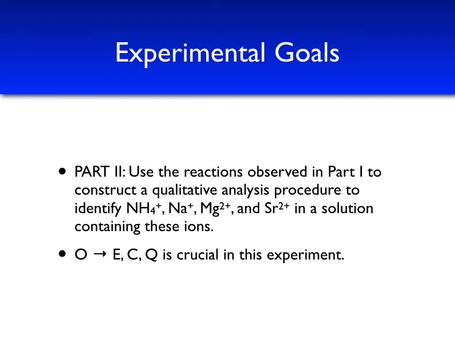Then, in part 2 of this experiment, we'll use the reactions that we observed in part 1 to construct a qualitative analysis procedure to identify the presence of 4 cations, ammonium, sodium, magnesium, and strontium, in a solution that contains 2 or 3 of these ions. In this experiment, it is crucial to use the paradigm that your observations can lead to conclusions that could be drawn, explanations, and in some cases, questions that are either posed or answered.